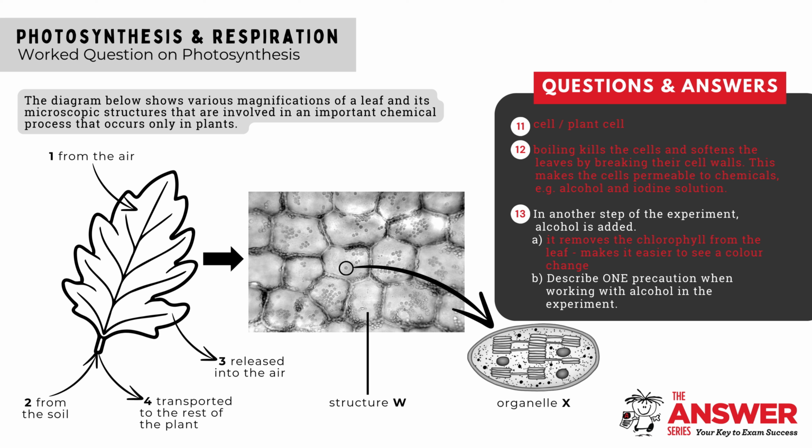Lastly, describe one precaution when working with alcohol in the experiment. And if you remember, we said that we have to heat the alcohol through an indirect method called a water bath. And the reason for this is that it is highly flammable, so you can't really work with alcohol over an open flame. And there you have it, an example of a typical exam question with some low order, middle order, and higher order questions.